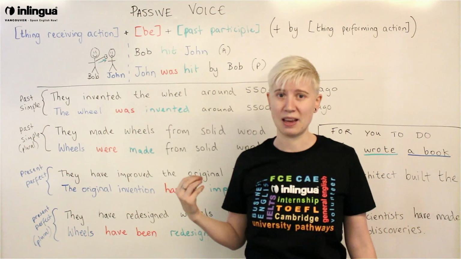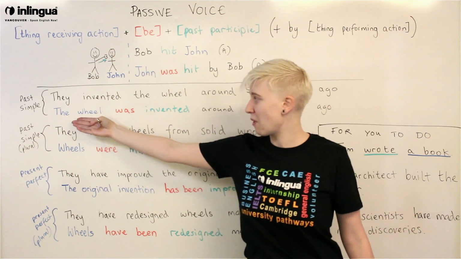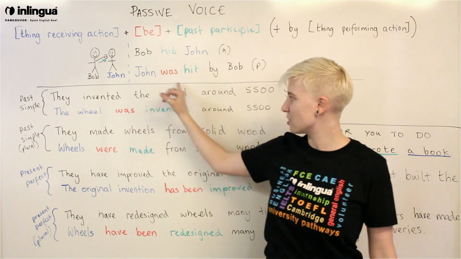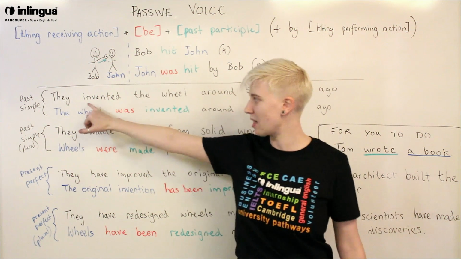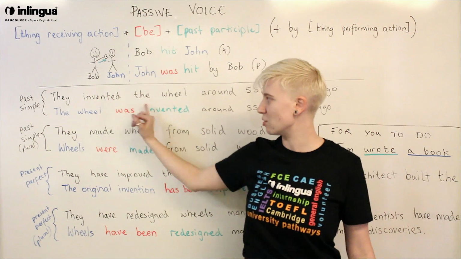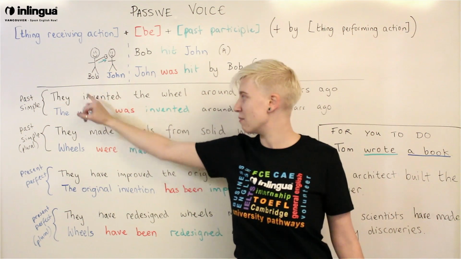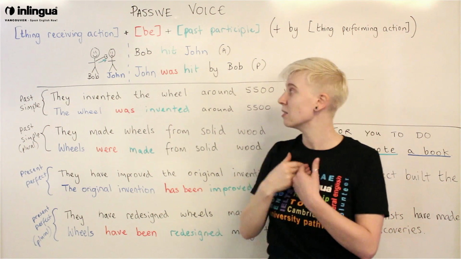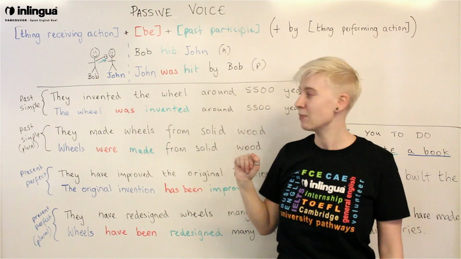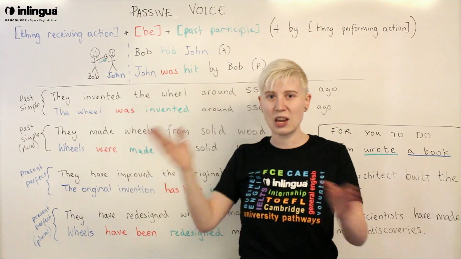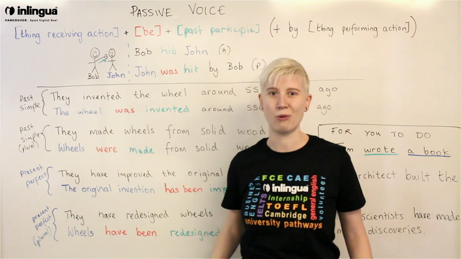That's what's important here. So we're going to find the recipient of the action, which is going to be after the verb. See that order? They invented the wheel, and the wheel is next to the word invented, because the invention is happening to the wheel. The wheel receives the action, just like John. So here we move the wheel to the front of the sentence. So we are changing the sentence structure into passive voice.